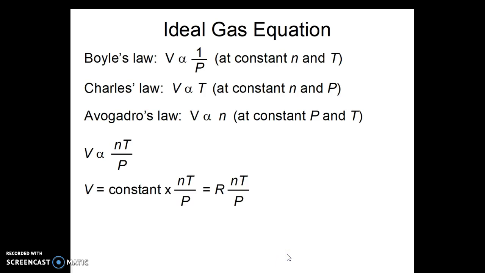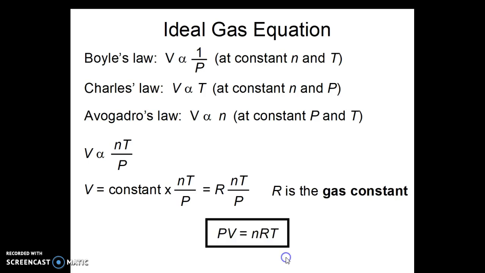That means that the volume is equal to a constant times the number of moles and the Kelvin temperature divided by the pressure. And we call this constant R, capital R, and that's called the gas constant. This gives us the formula that we are familiar with. Pressure times volume is equal to the number of moles times the gas law constant times the absolute temperature.